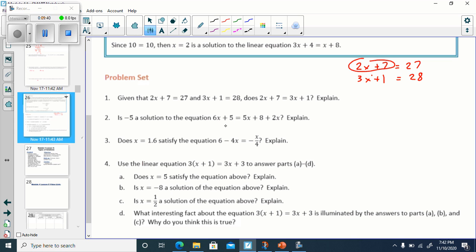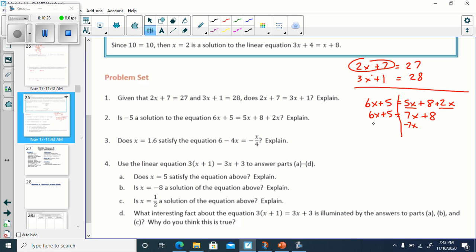Is negative 5 a solution to this equation? Well, I can plug it in, or I can solve for negative 5. Either way would work. Okay, let's see. 6x plus 5, is it equal to 5x plus 8 plus 2x? Okay, I'm going to solve and see if I get it equal to negative 5. This expression is as simple as it gets, but here I can collect like terms. So I've got 6x plus 5 is equal to 7x plus 8. Okay? I want all the variables on one, all the numbers on the other side.